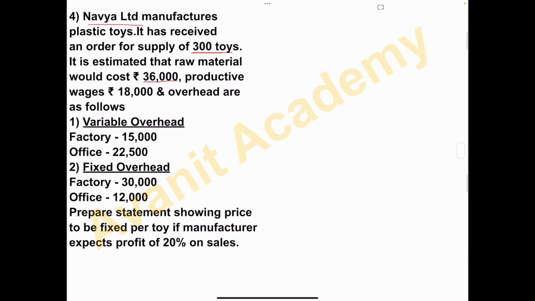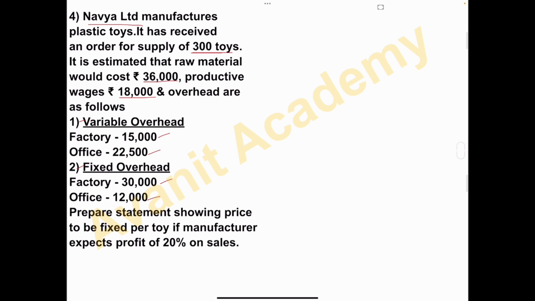Productive wages rupees 18,000 and overheads are as follows. Here the overheads are classified into two parts, that is variable and fixed overhead. First we'll see variable overhead. In that, factory amount is 15,000, office rupees 22,500. The second one is fixed overhead. In that, factory 30,000, office 12,000. Prepare a statement showing price to be fixed per toy if the manufacturer expects profit of 20% on sales.